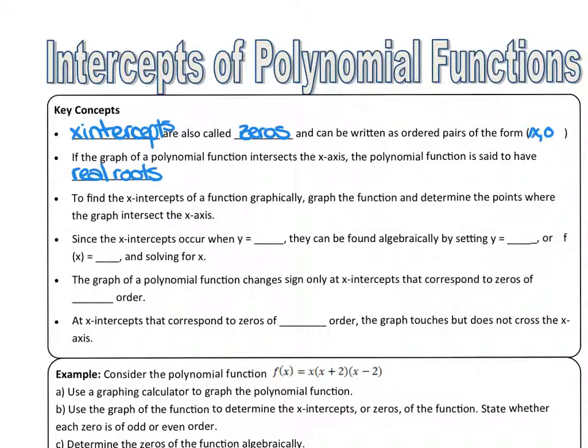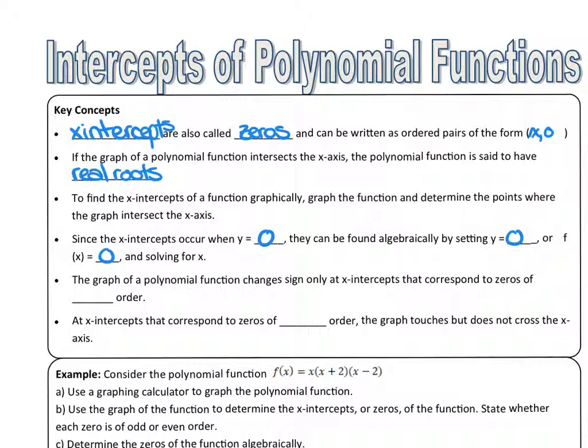Since the x-intercepts occur when y equals 0, they can be found algebraically by setting y equal to 0, or f of x equal to 0, and then solving for x. A lot of the time, solving for x is actually factoring. So you'll use what we did in the previous two lessons to actually solve for x. I'm going to show you more in our example.